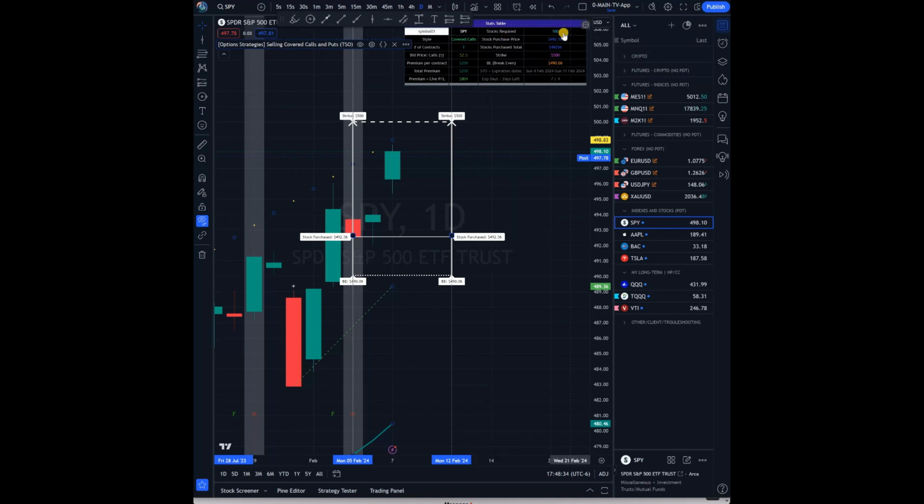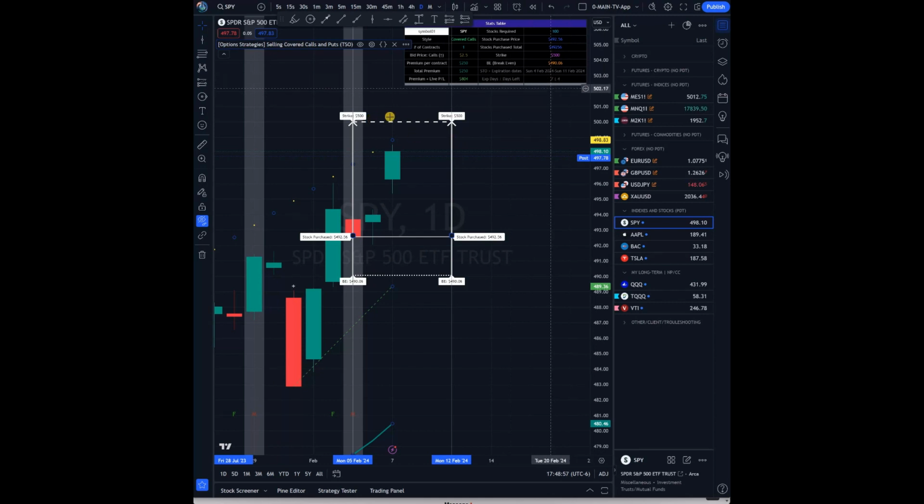So stocks required. This is how many stocks you need to acquire. This is the stock purchase price, and this is the total. This is how much you would spend. This is your strike. This is break even. This is the dates, and it shows you how many days are left.